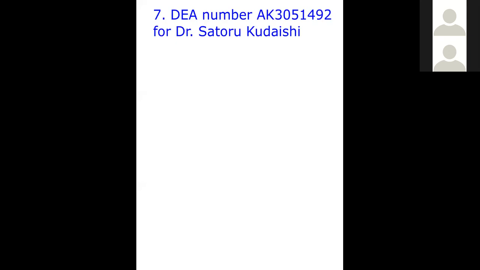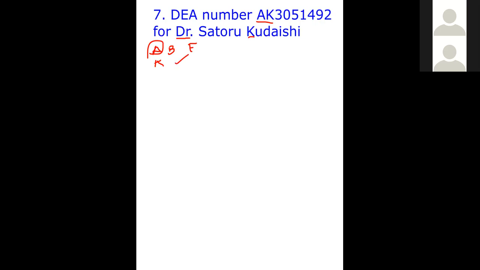Okay, so let's move on to problem number 7. Number 7, DEA number AK3051492 for Dr. Satur Kadashi. So looking at the first set of letters, we have AK. So this is a doctor, so the first letter has to be an A, B, or F. In this case, it's an A, so we're good. The second letter is a K. So is this K the first letter of the doctor's last name? So yes, it is, so that checks off. Now we can move on to the numbers.